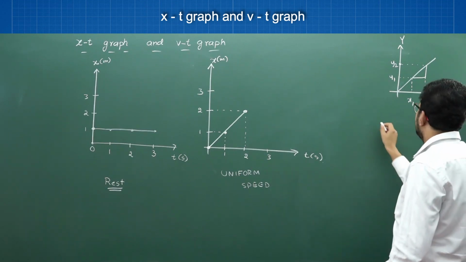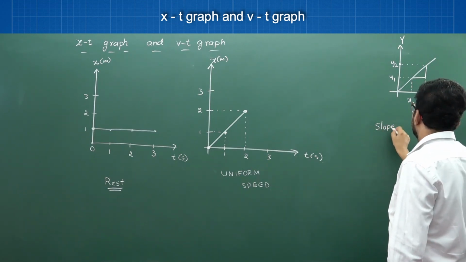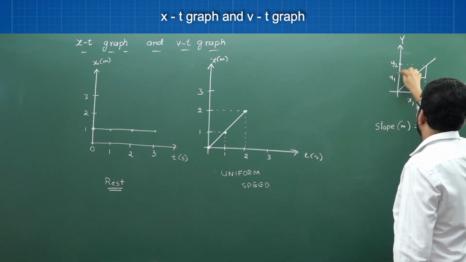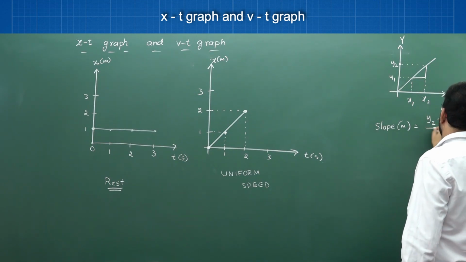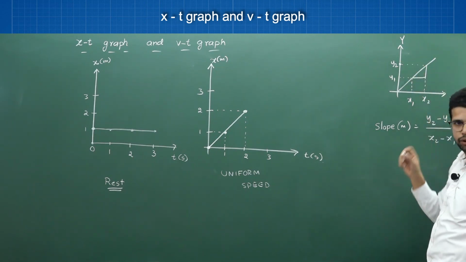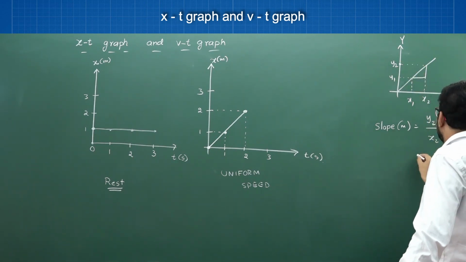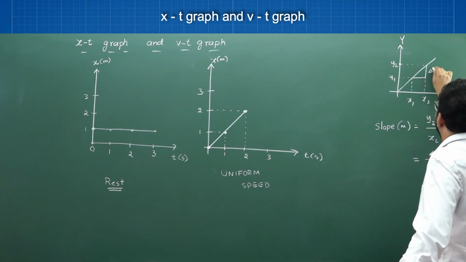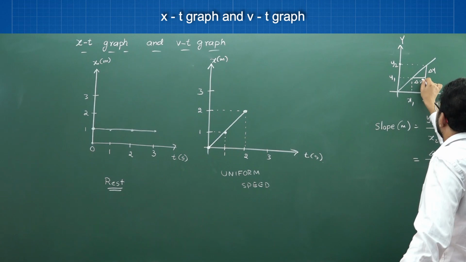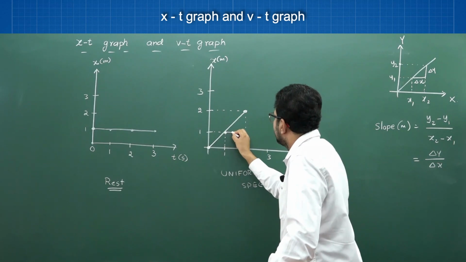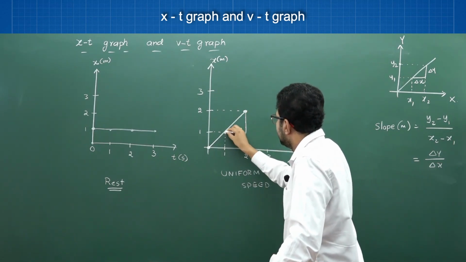So, what is slope? Slope, represented by m, is equal to y2 minus y1 divided by x2 minus x1, or we can write it as delta y by delta x. This is delta y and this distance is delta x. Now, here how do I calculate slope? I will calculate slope here.